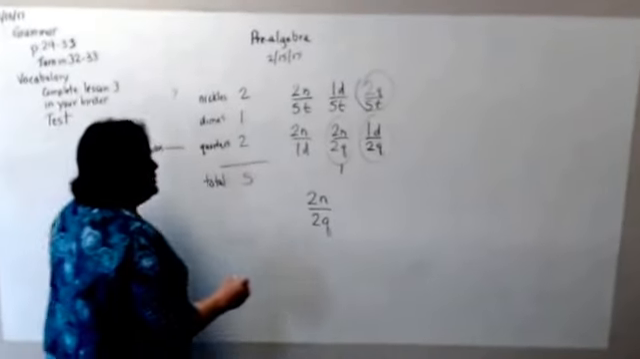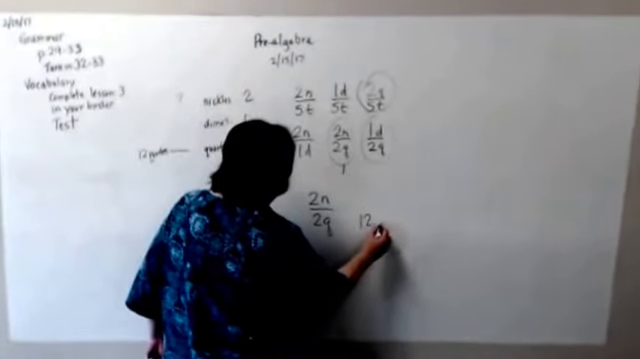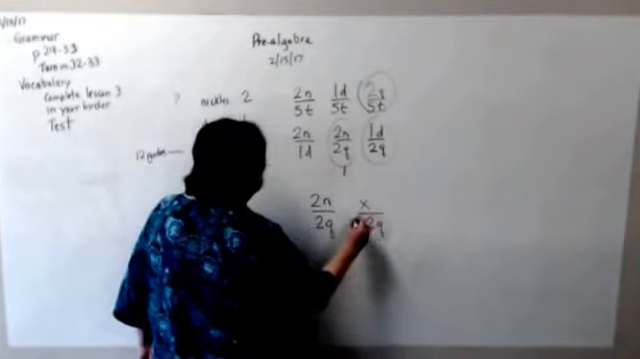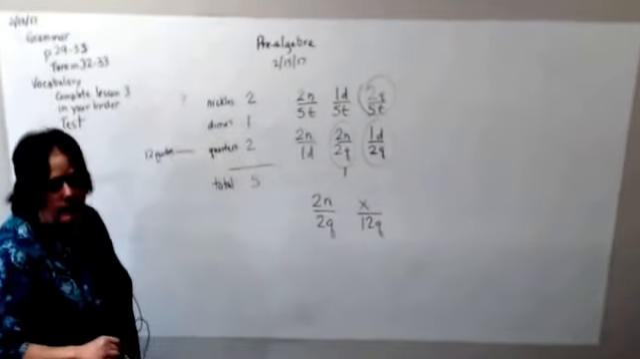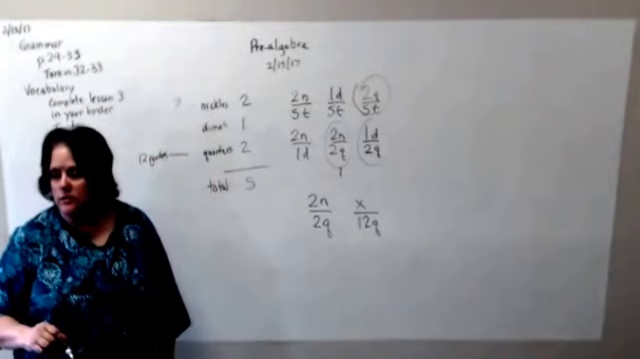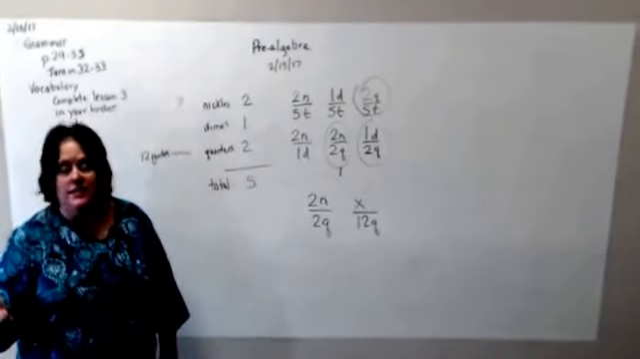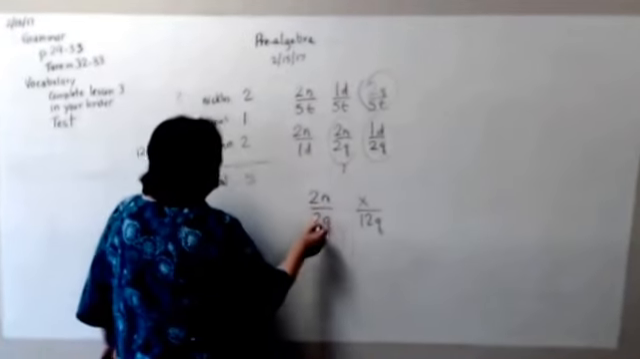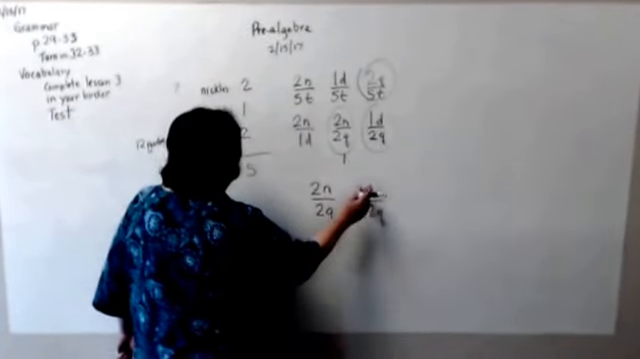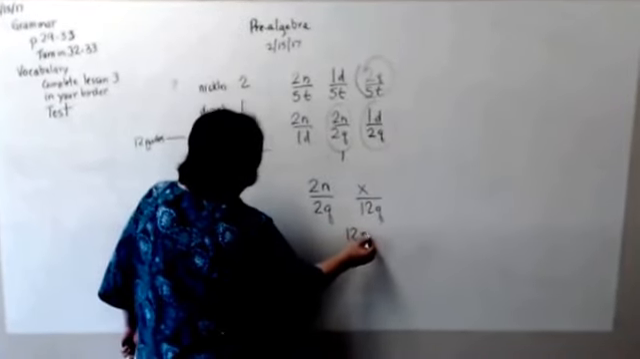So if he has 12 quarters, how many nickels? How many nickels? 12. And you can look at that and say, he's got the same number of nickels as quarters. So if he has 12 quarters, then he has 12 nickels.